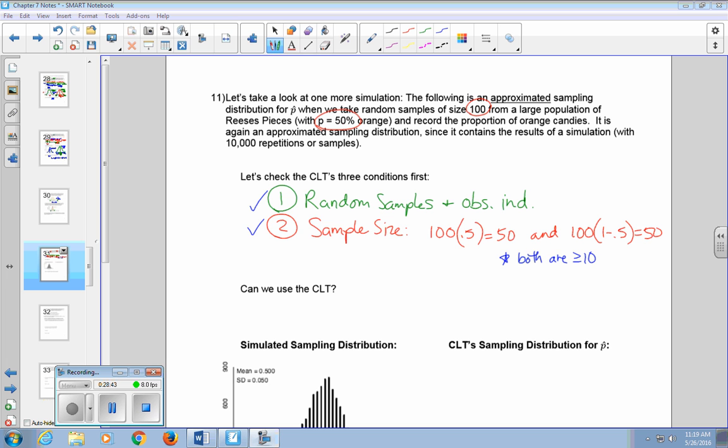And then that third one, you need to check if your population size is greater than or equal to 10 times your sample size. Well, in this case, we don't know what the population size is. We don't know how many Reese's Pieces there actually are. But if we do 10 times our sample size, which is 1,000, we can probably safely assume that there are more than 1,000 Reese's Pieces out there. So it looks like, yes, we can use the central limit theorem.